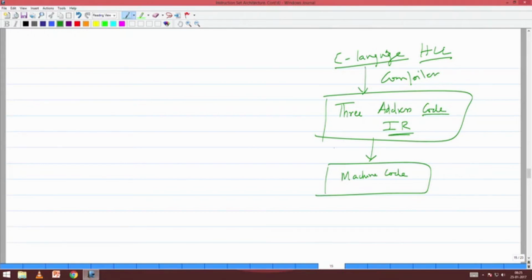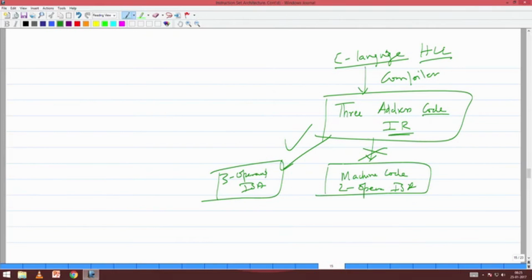Now if I have a 3 address, a 3 operand ISA, this translation actually becomes simpler, okay. If I have a 3 operand ISA versus, say, a 2 operand ISA, certainly the 3 operand one is much easier. When you do the compiler course, you will also understand that generating 3 address code is much simpler. So that is one motivation for a lot of ISAs to have 3 address operands.